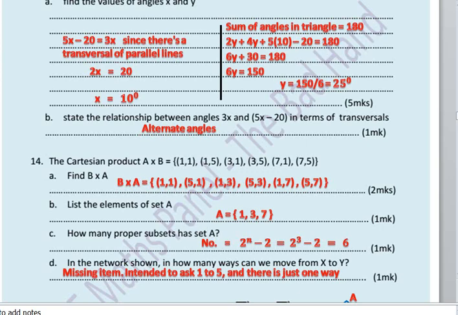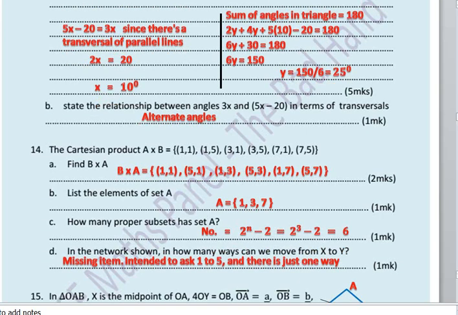How many proper subsets has set A? Now the number of subsets in any set is given by 2 to the power n. And of all those subsets, 2, that is the empty set and the set itself, are called the improper subsets. So the number of proper subsets should be equal to 2 to the power n minus 2. And our n here is the number of elements, which is 3. So 2 to the power 3 gives us 8, minus improper subsets, and there are always just 2 of them. So 8 minus 2 gives us 6. There are 6 proper subsets.